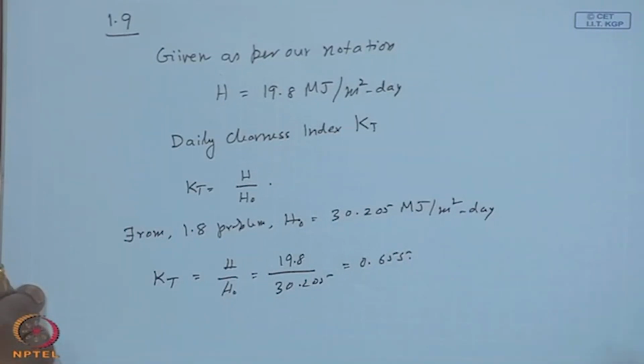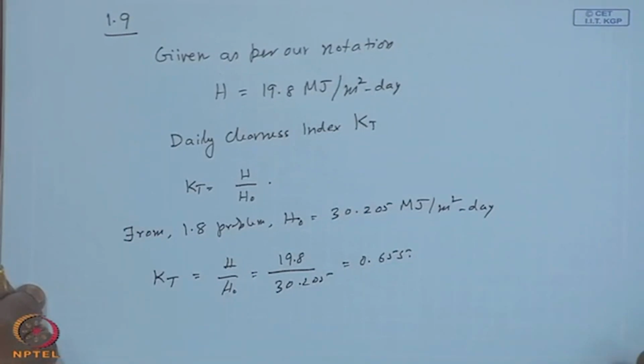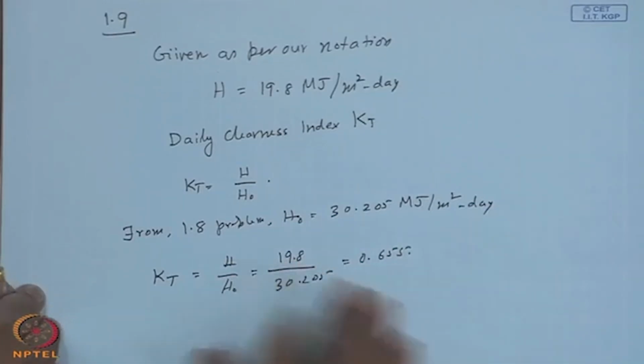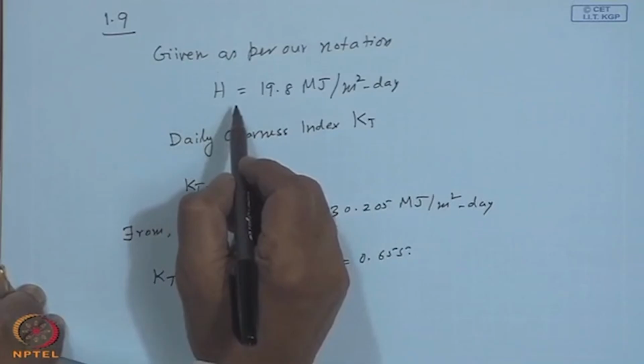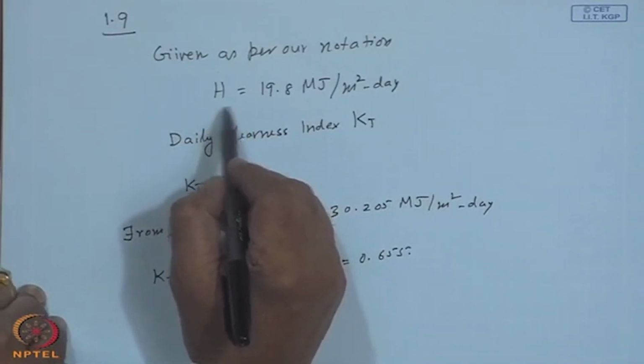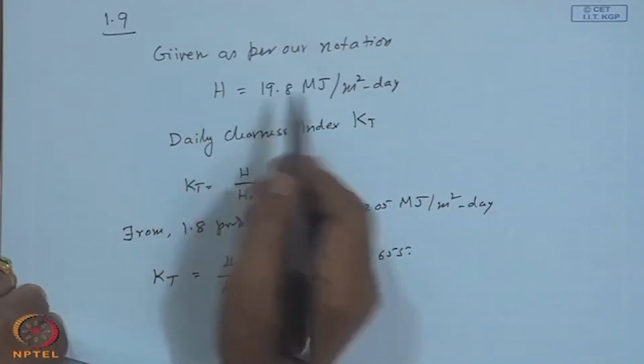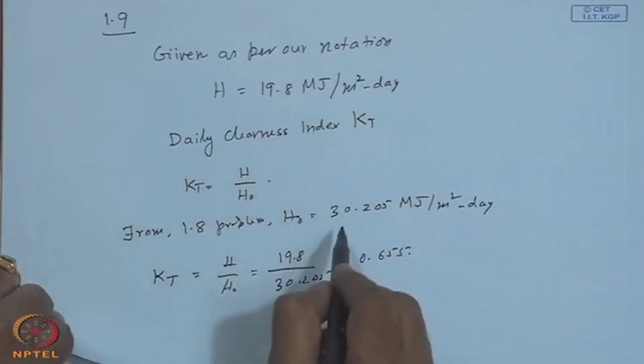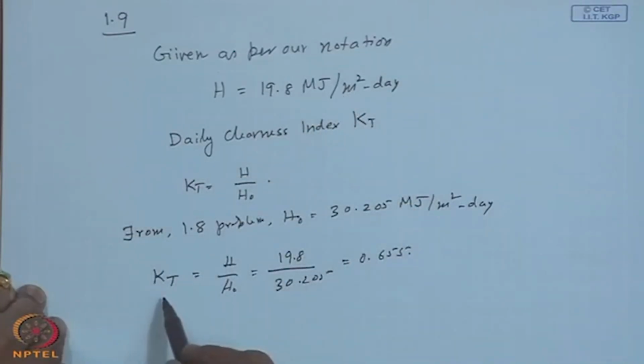or problem, but the problems in your course or in reality or in the exams can be formulated in different ways. For example, without 1.8 and given that the global radiation on a horizontal surface is 19.8, what is the clearness index? The whole idea is you will have to calculate H 0 also to get the clearness index KT.